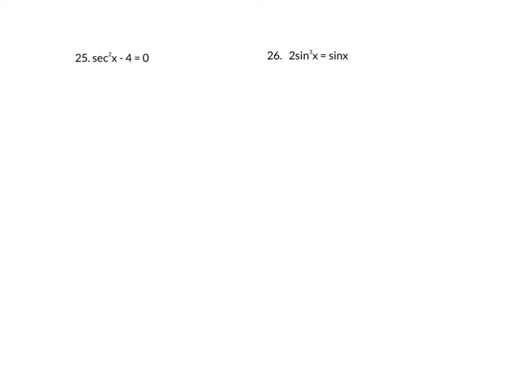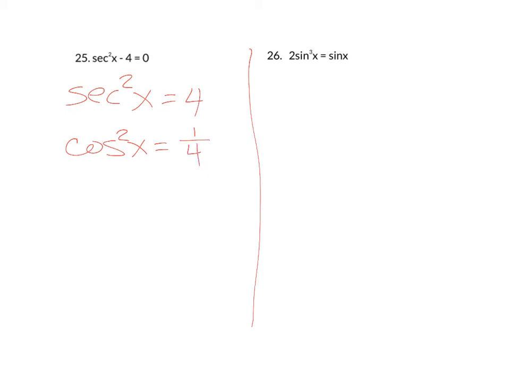Alright, so these are the ones that are a little harder now. So secant squared of x minus 4 equals 0. So secant squared x equals 4. Right? But what is secant the reciprocal of? It's the reciprocal of cosine. So cosine squared x is the reciprocal of 4, which is 1/4. Then I take the square root of both sides, plus or minus 1/2.